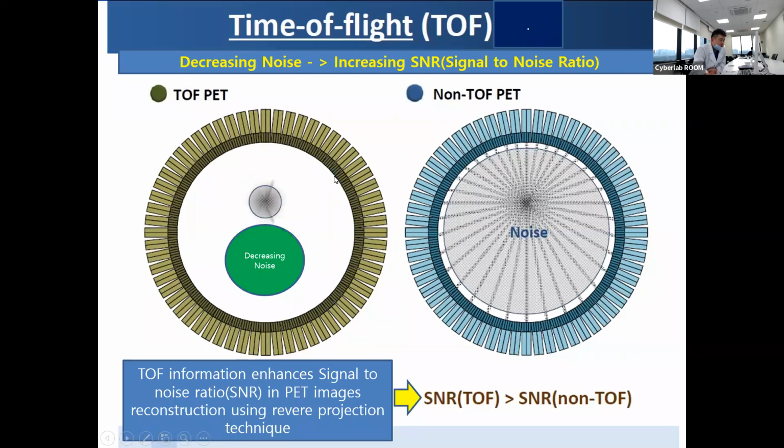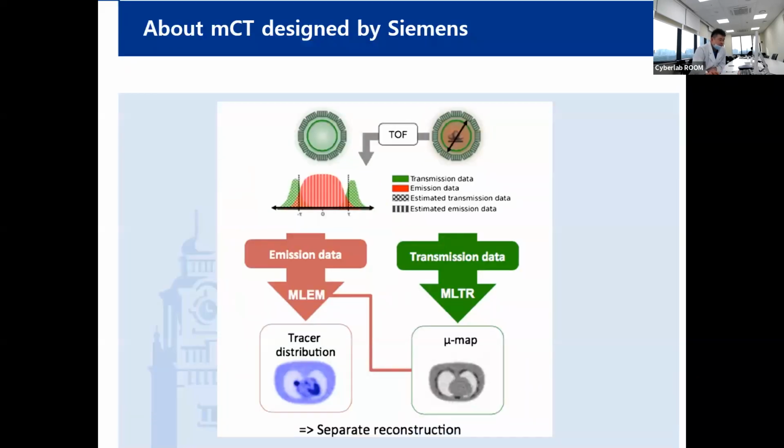So the result of TOF PET has less noise than non-TOF PET. TOF information decreases noise and enhances the signal to noise ratio, SNR, in PET images. So we can get better images than non-TOF PET images. This image shows TOF applied or not. We can get the transmission data by using the CT data and tracer distribution. The PET images and the attenuation map; we could fuse these two images, with separated reconstruction.